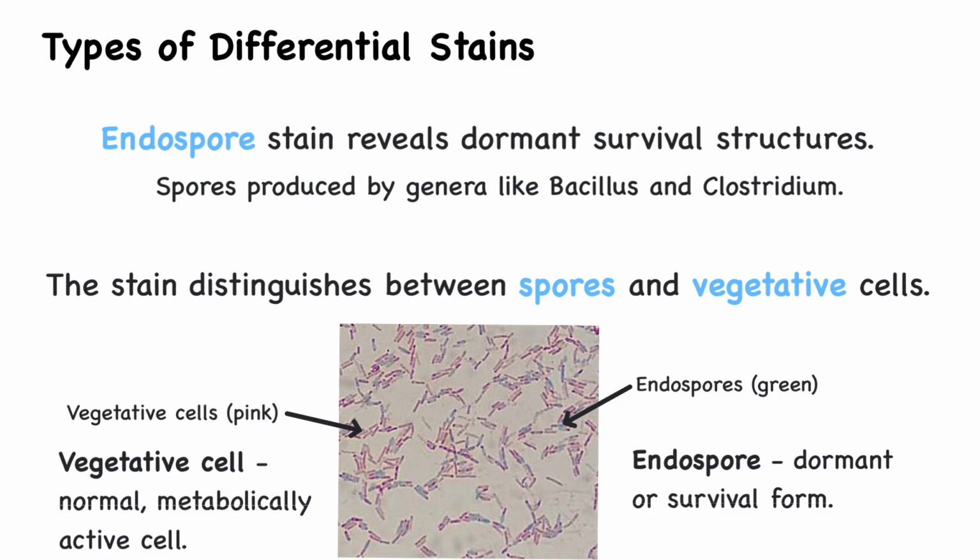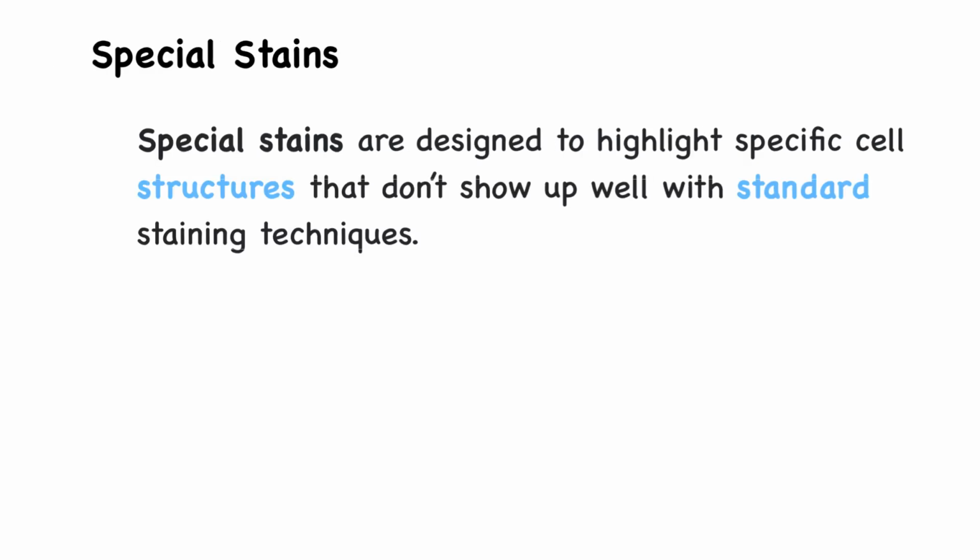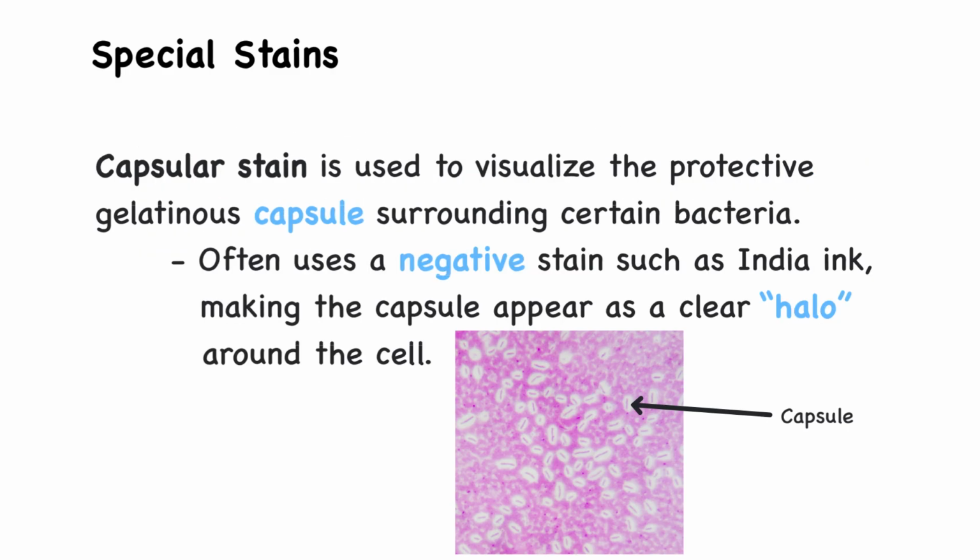And then there are special stains. Special stains are designed to highlight specific cell structures that don't show up well with standard staining techniques. Capsular stain is used to visualize the protective gelatinous capsule surrounding certain bacteria. Because capsules repel most dyes, this method often uses a negative stain, such as India ink, making the capsule appear as a clear halo around the cell.